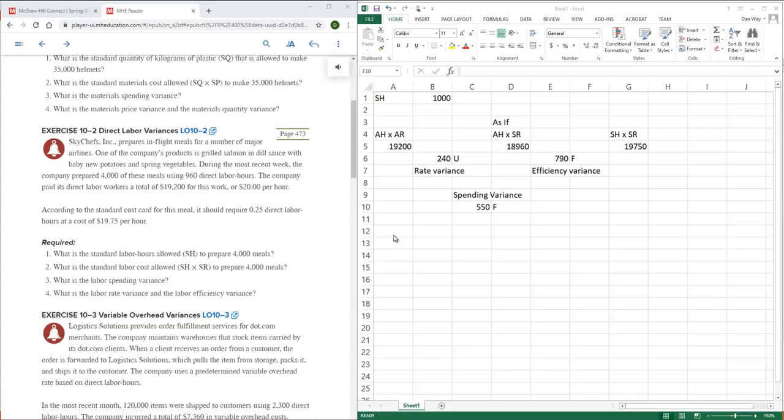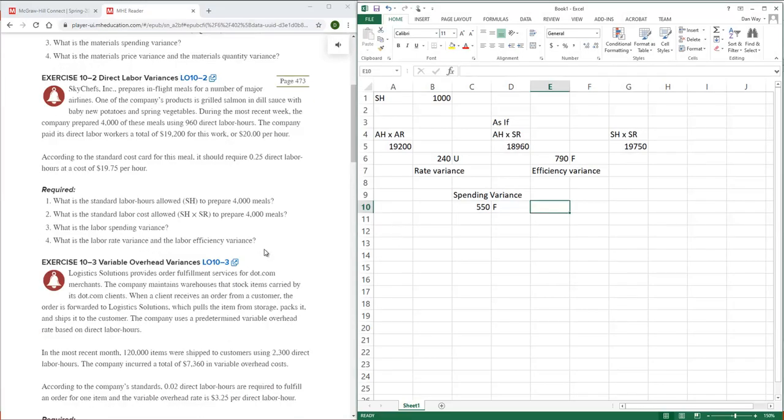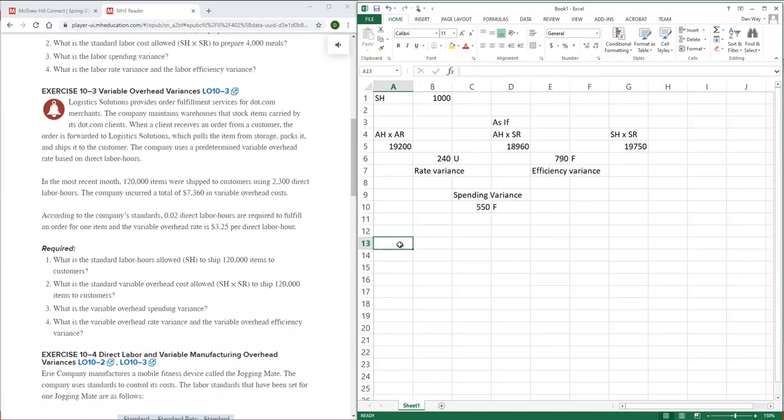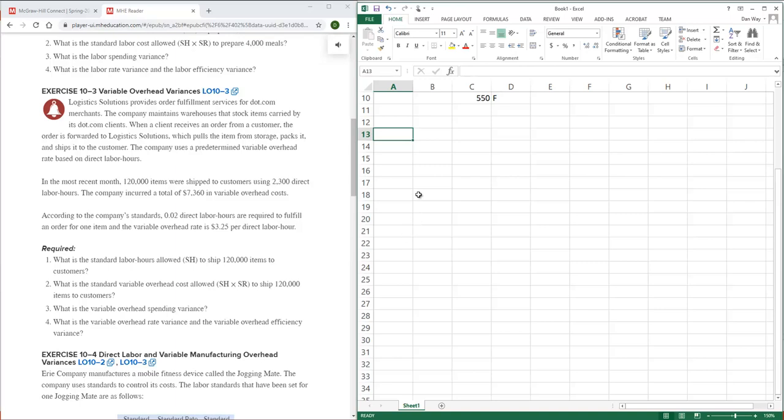I did want to take a look at exercise 10.3 as well, variable overhead variances. Again, I know there's a lot of similarities with these different variances, but I think it's helpful to work through each one separately just to make sure everything's sticking as it should. So 10.3 said Logistics Solutions provides order fulfillment services, etc., etc. In the most recent month, 120,000 items were shipped to customers using 2,300 direct labor hours. The company incurred a total of $7,360 in variable overhead costs.